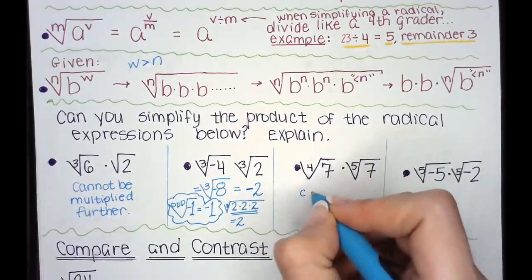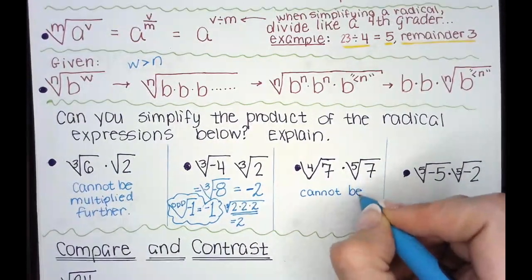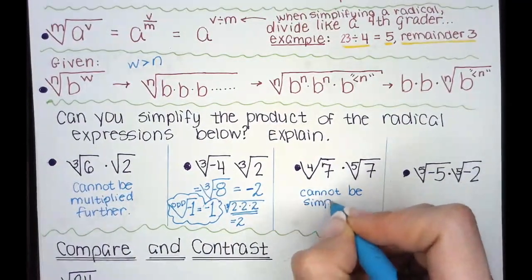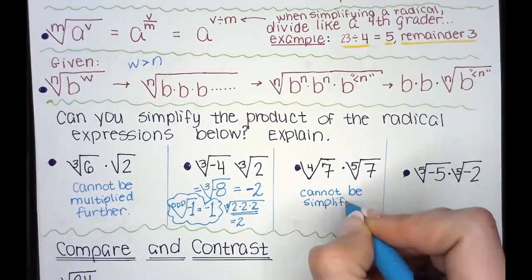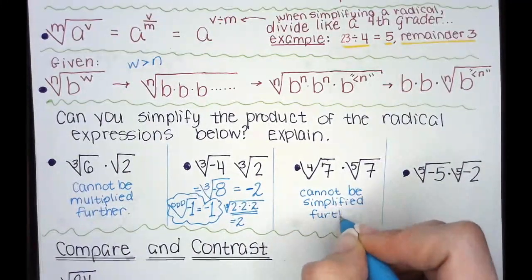All right, this one cannot be simplified. It's just like the first one. I know the numbers match inside this time, but that doesn't change the fact that the index of the first one is not equivalent to the index of the second one, so it cannot be simplified further.